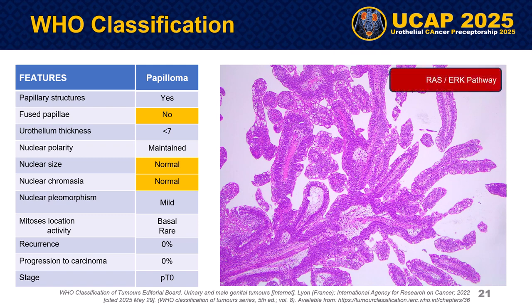This tumor is driven by RAS-ERK pathways but not by TERT promoter mutations like in the other non-invasive urothelial neoplasms. In the presence of more than a single solitary lesion, other diagnoses should be considered and sought.